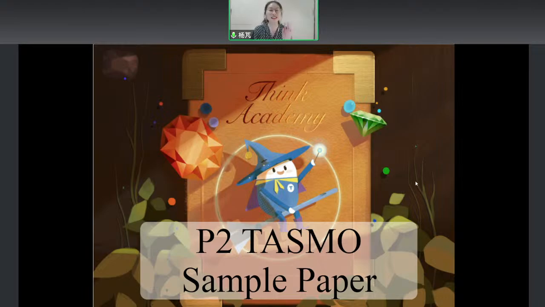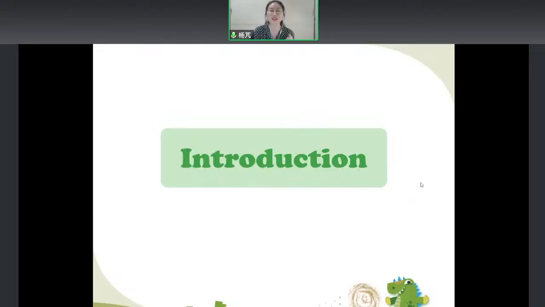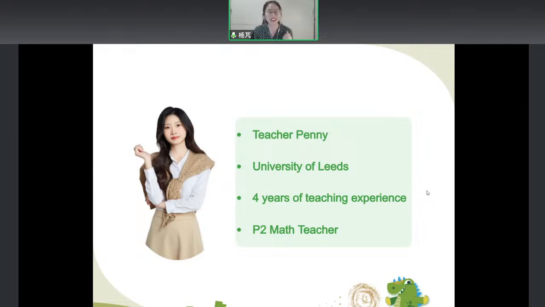First, let me do a short introduction of myself, because maybe someone doesn't know who I am. This is teacher Penny, and I'm the math teacher in P2. All of my students are in P2, and they will take the P2 TASMO. I graduated from the University of Leeds and have 4 years of teaching experience. Today I hope I can help you solve some of the problems in session B.